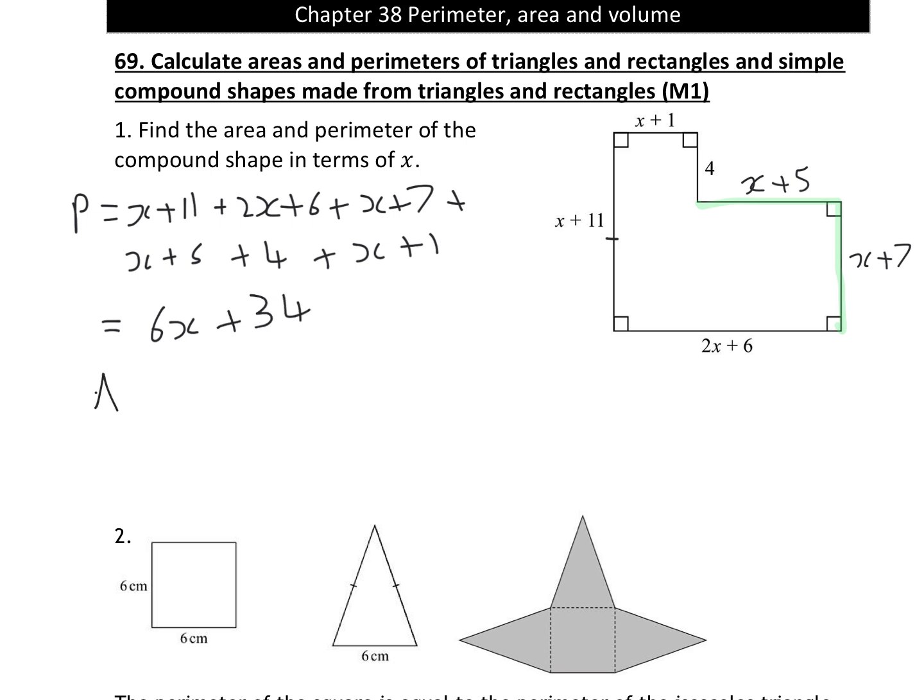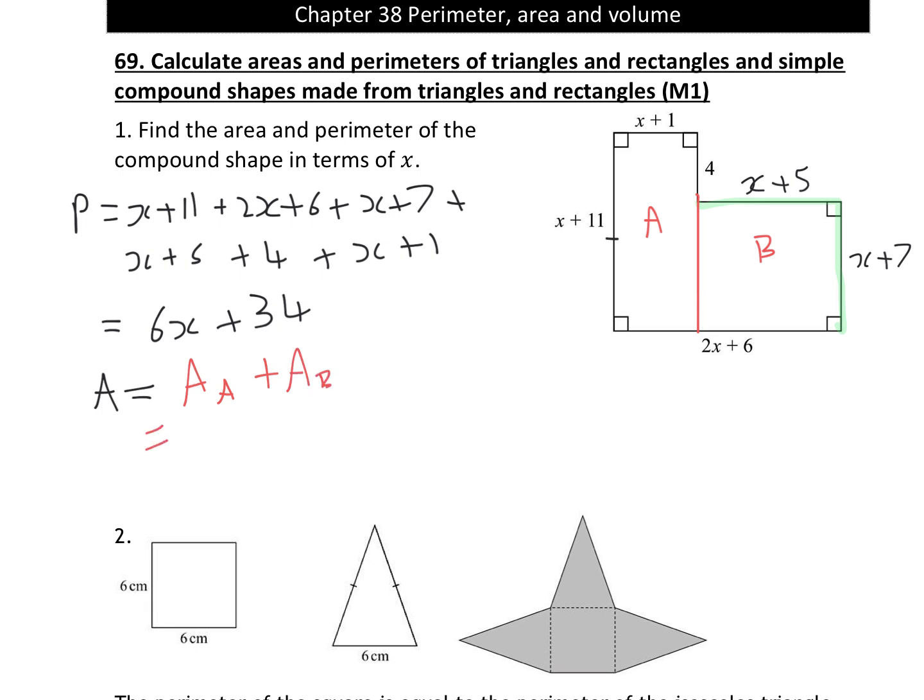To work out the area, we need to separate the shape into shapes we know how to find the area of. So in this case, I don't know how to find the area of this shape, but I know how to find the areas of rectangles. So I can cut it into 2 bits. I'm going to cut it vertically downwards here. And we've got shape A and shape B.